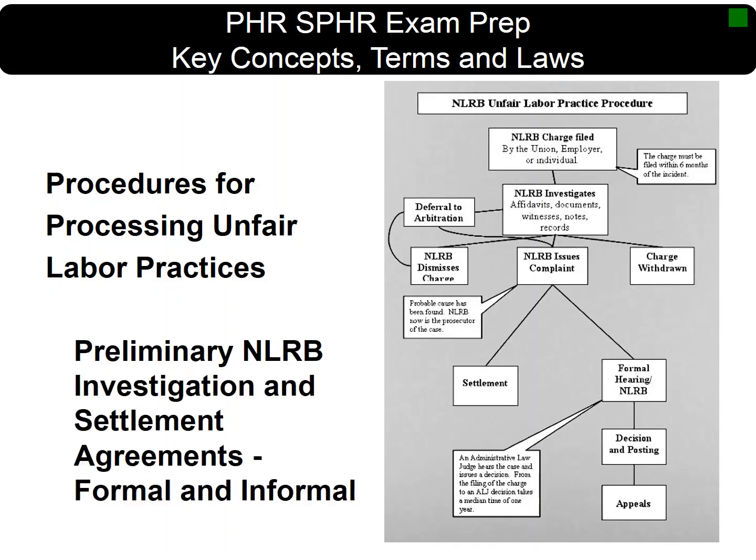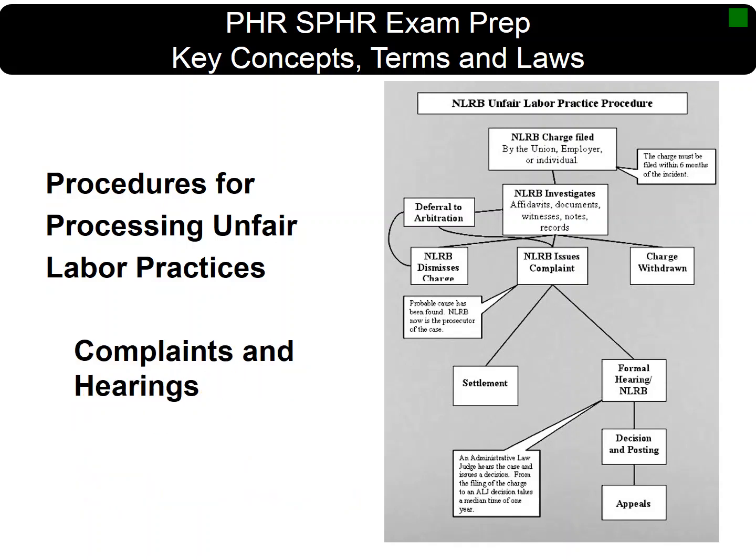The regional offices of the NLRB investigate the charges by assigning a field examiner or an attorney to take written statements and affidavits from available witnesses. Regional offices try to dispose of the cases informally through withdrawal, settlement, or dismissal. If a case is not closed by one of these informal methods, a formal complaint is issued by the regional director to the general counsel. The general counsel may dismiss the case. This is the preliminary NLRB investigation and settlement agreements, formal and informal procedure.